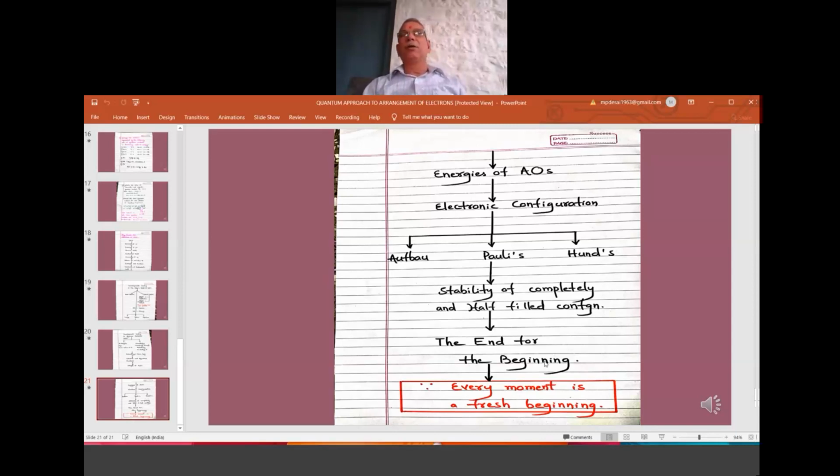Any doubts you have regarding the quantum approach to electronic configuration, most welcome.